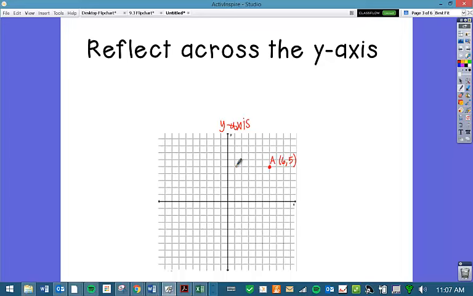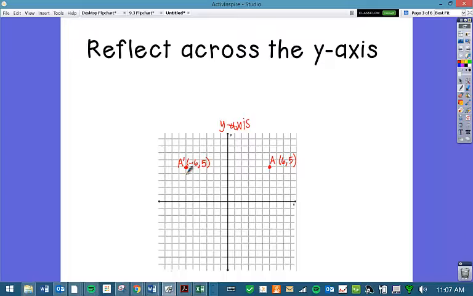So since point A is 6 units to the right of the y-axis, it's going to be 6 units to the left of the y-axis after I reflect it over. So 1, 2, 3, 4, 5, 6. So A prime is at (-6, 5). Notice I didn't move my point up or down at all. I just changed my x-coordinate from being +6 to -6.